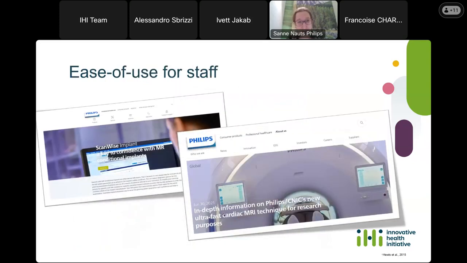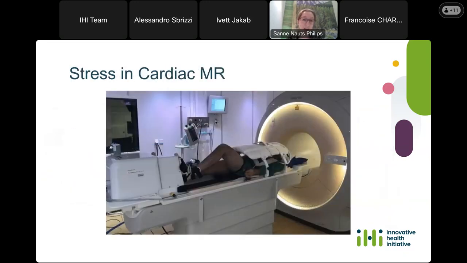For staff, we also need new things. We need them to be able to scan patients with implants. Fast scanning helps for staff as well. And of course, there's a lot of attention that needs to be given to automatic cardiac planning. Next slide. And because cardiac diseases often manifest under stress, we believe that having ergometers in the MRI scanner can also bring a lot of benefit in terms of diagnosis of common cardiac diseases. Next slide.